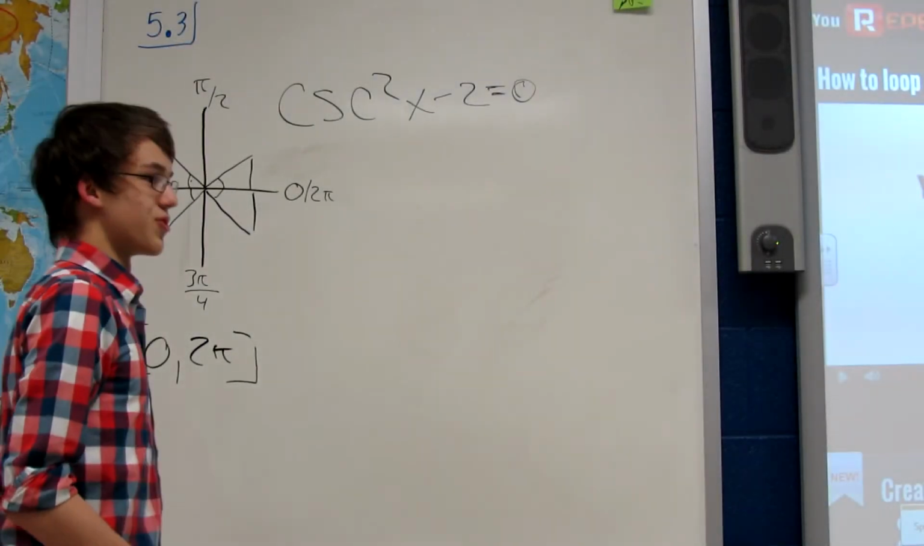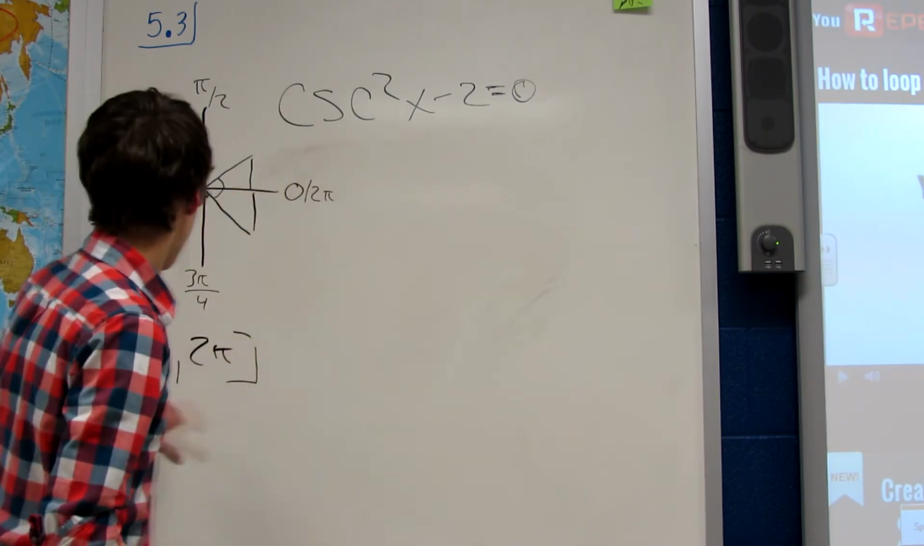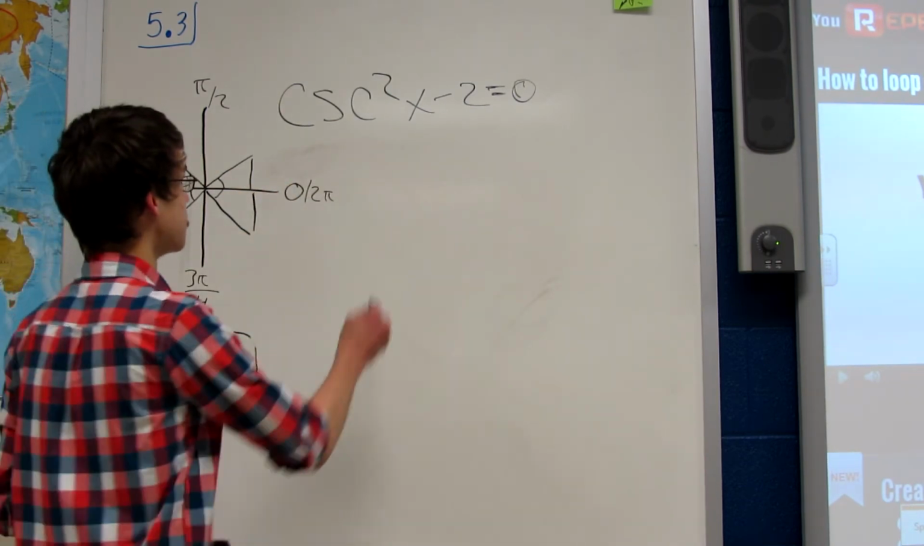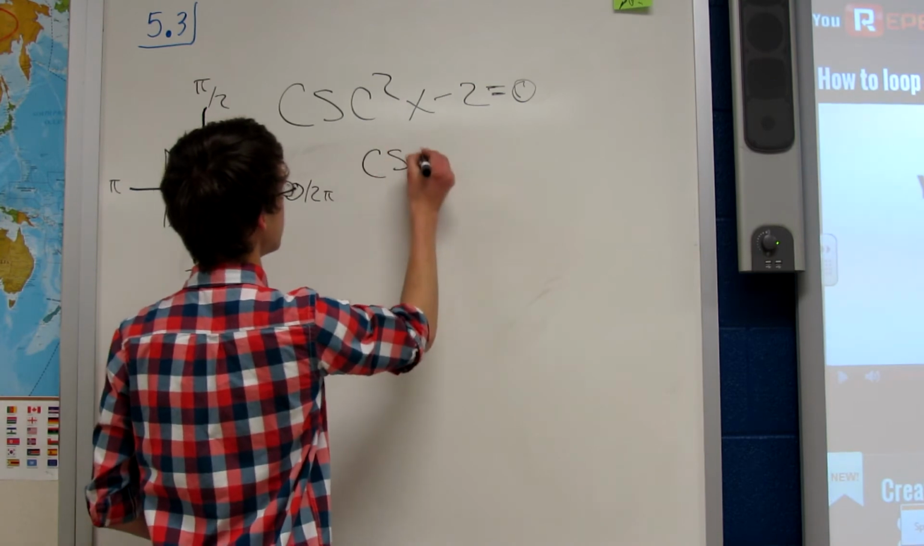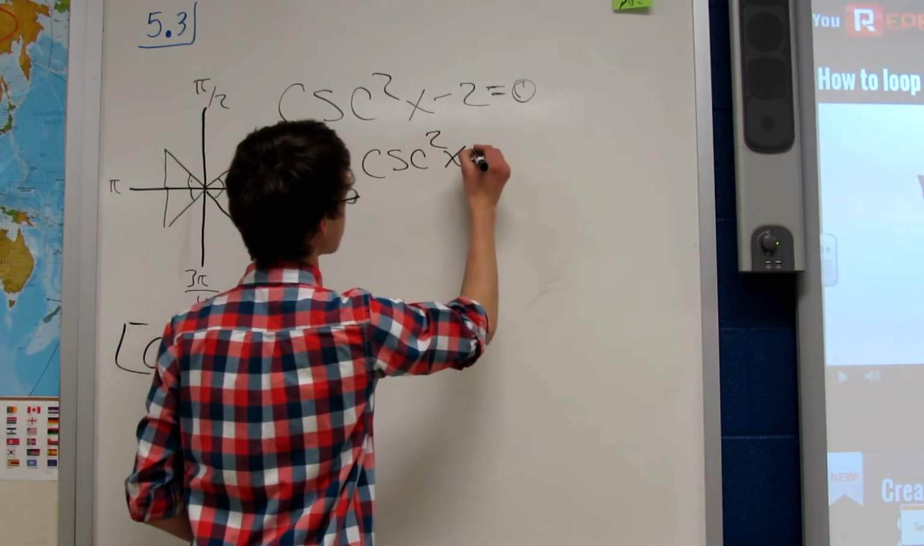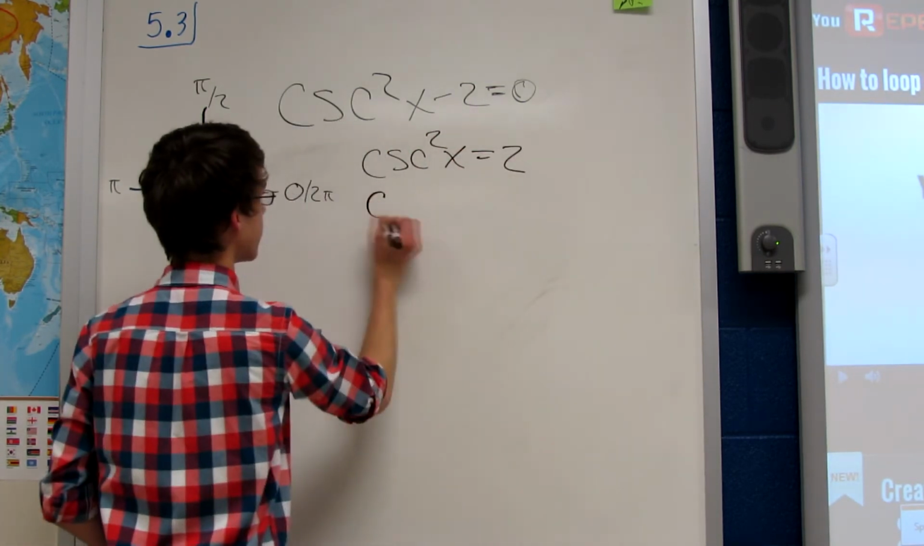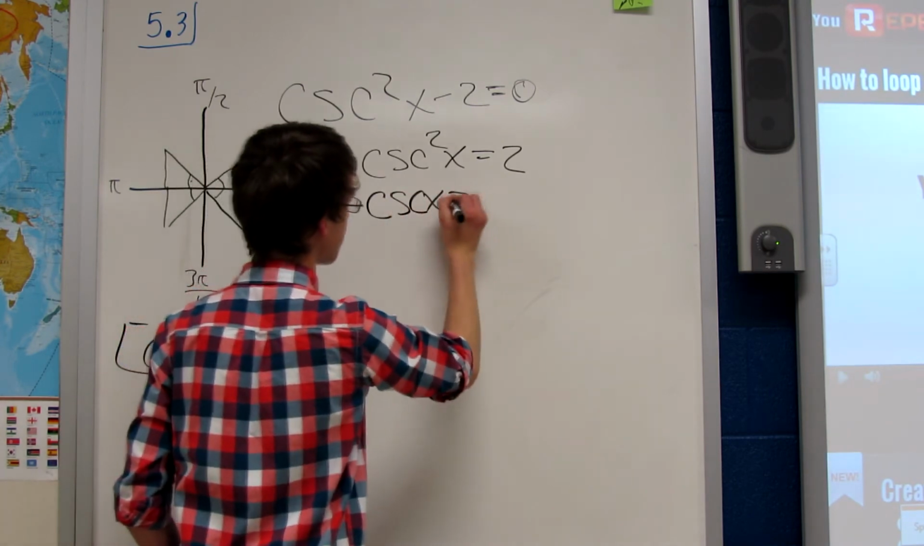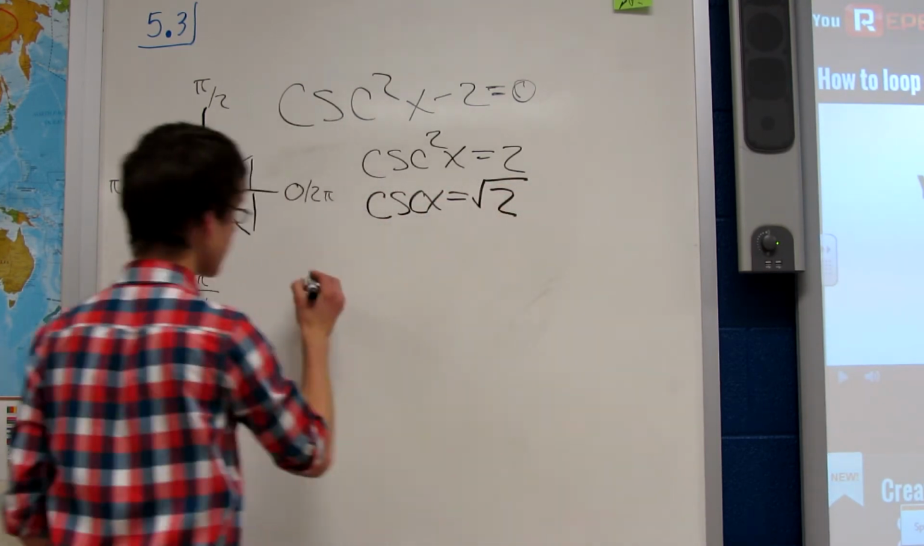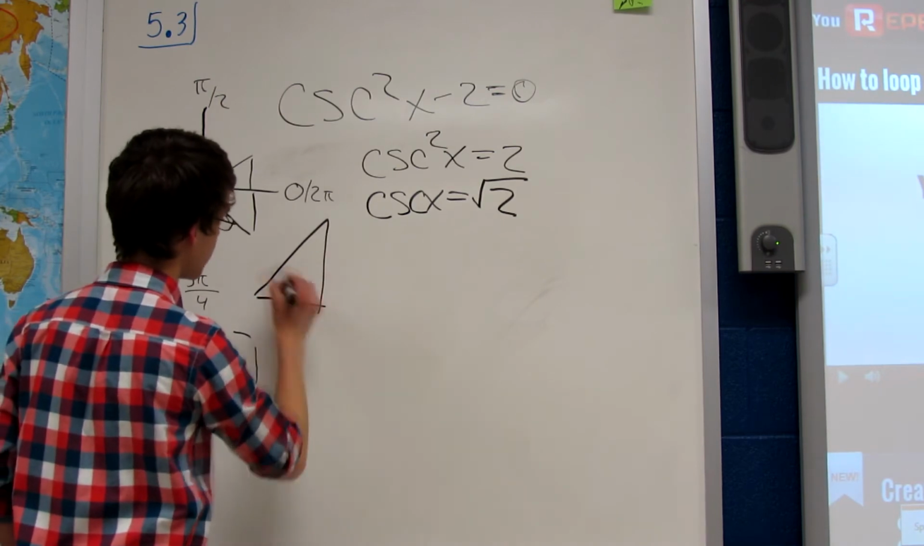Okay, today I will be showing you how to solve this trig function between the period of 0 and 2 pi. So first you rewrite the equation, so that way you have cosecant squared of x equals 2, and you take the square root of both sides, so you have cosecant of x equals the square root of 2. And you draw your 45, 45, 90 triangle.